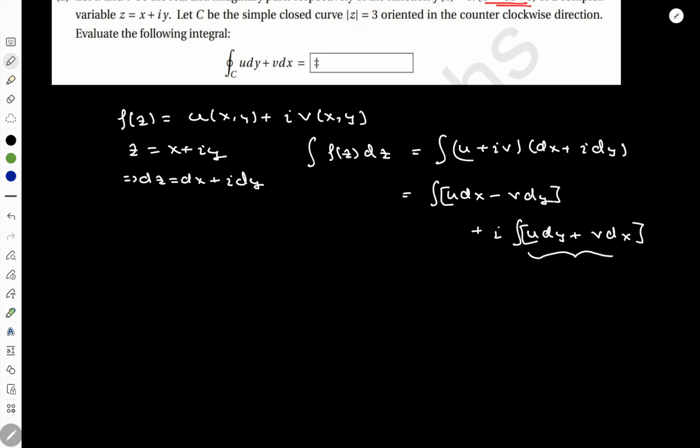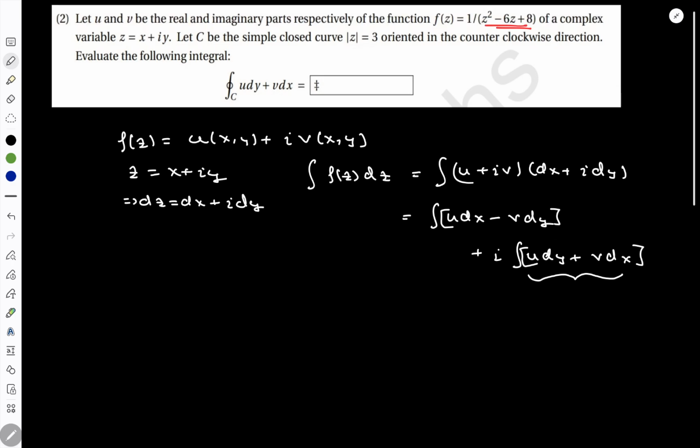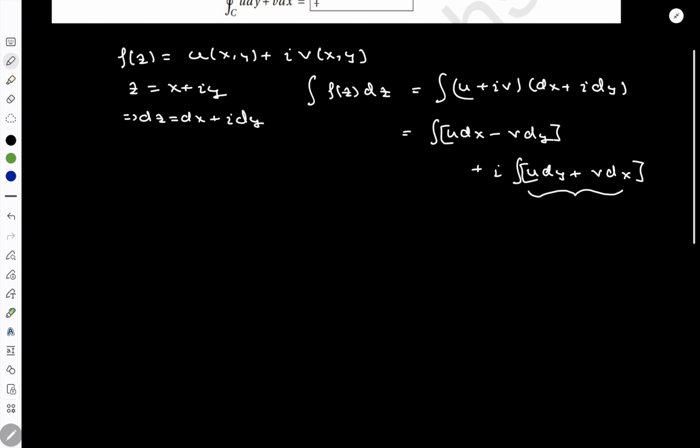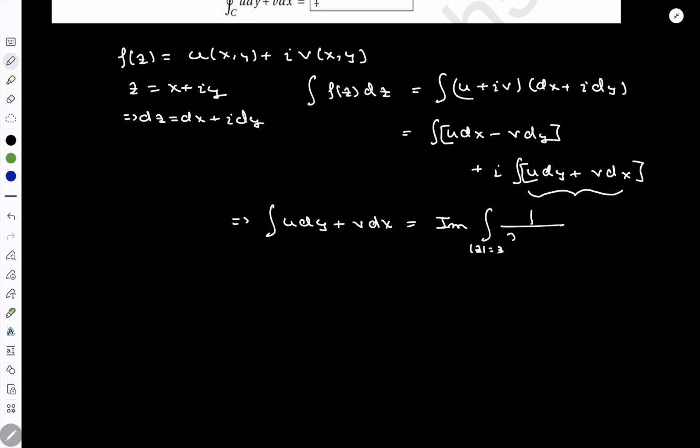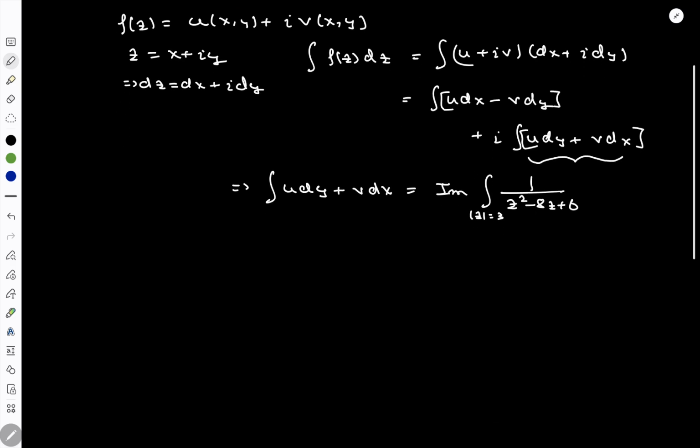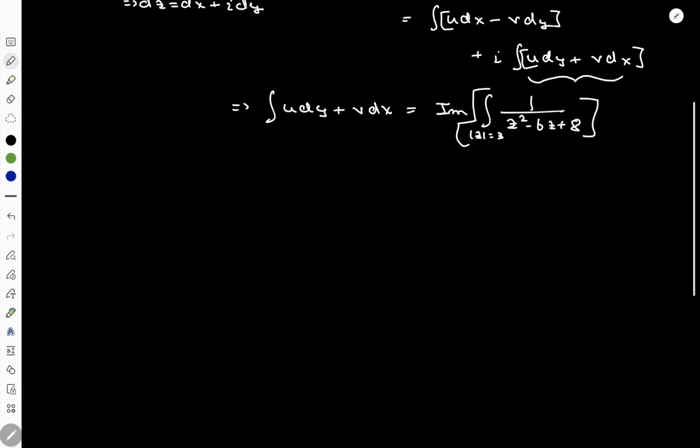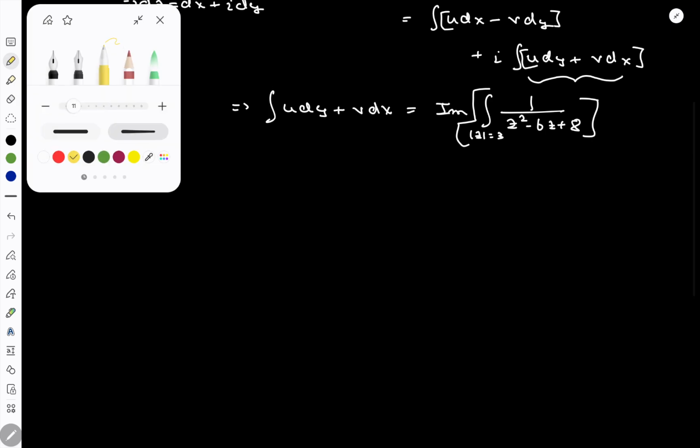And observe that this was the integral which you were given to find, right? But what does it actually become? So therefore this implies that the integral you are asked to find, u dy plus v dx, is nothing but the imaginary part of the integral over the contour given by mod of z equal to 3 of the function 1 over z square minus 6z plus 8. And evaluating this integral is extremely easy, right? Provided the Cauchy integral formula. So let us just quickly evaluate it out.